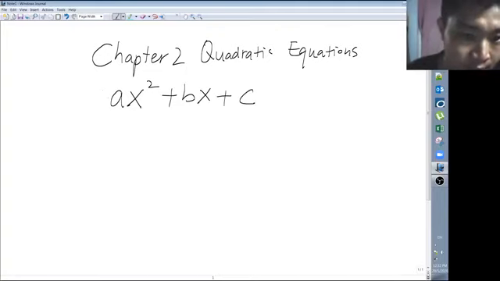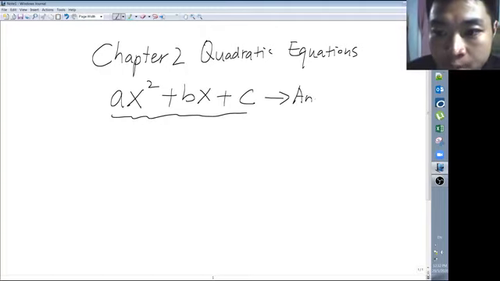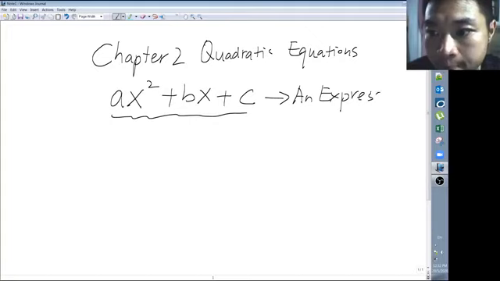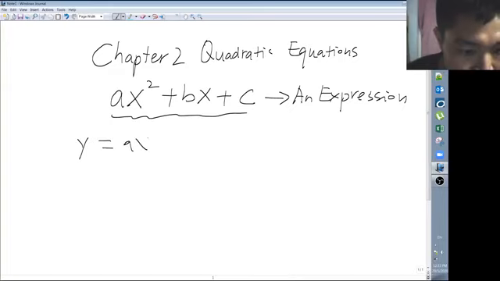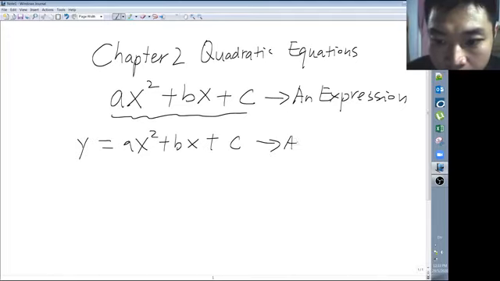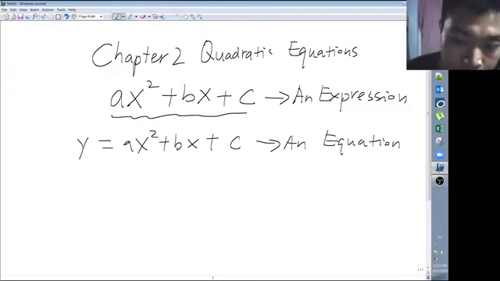By the way, this is an equation, right? So what do you think this is? Some students are confused about what is an equation and what is an expression. So now let me clear your doubts here. This is an expression, and this is an equation. I hope you see the difference between these two.